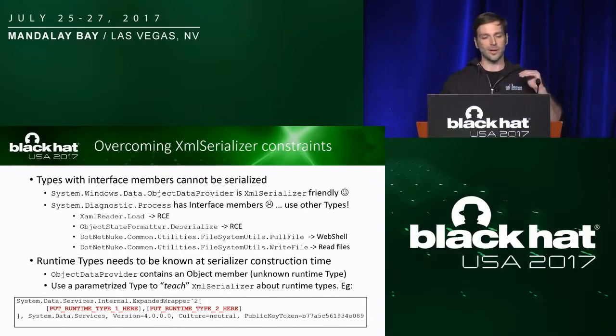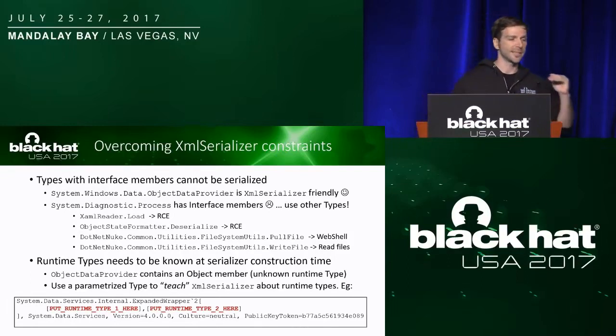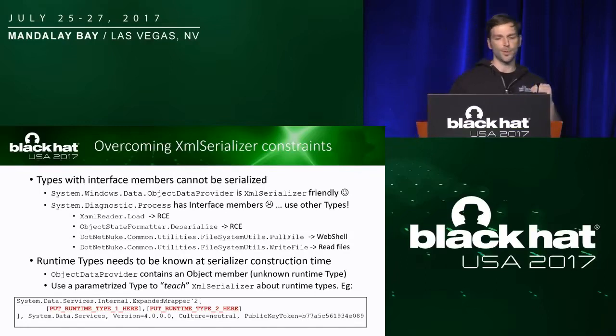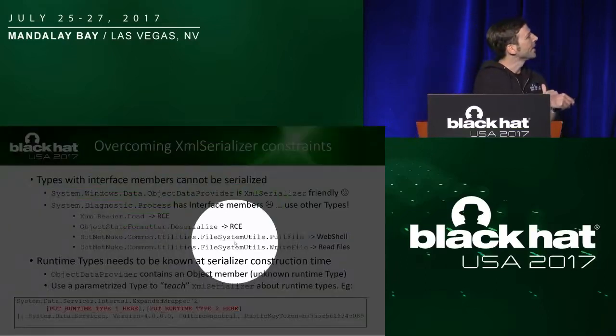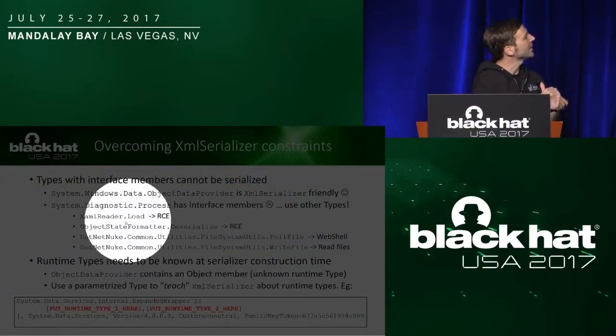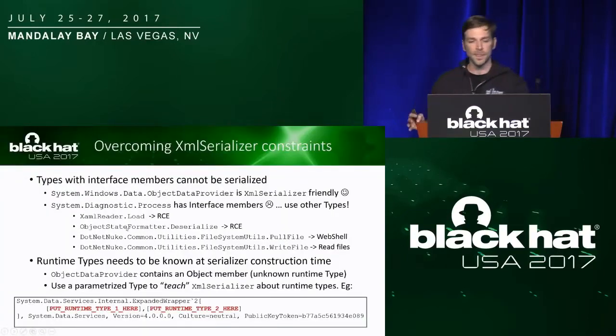Now, when XmlSerializer builds one of these whitelists that we talked about before, at construction time it will see that the ObjectDataProvider contains a System.Object property. So it will include System.Object in the whitelist, but at runtime we will be providing something else. We will be providing the XamlReader, or maybe the FileSystemUtils, or maybe this ObjectStateFormatter, something else, right?